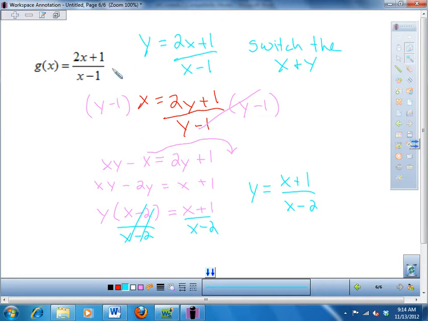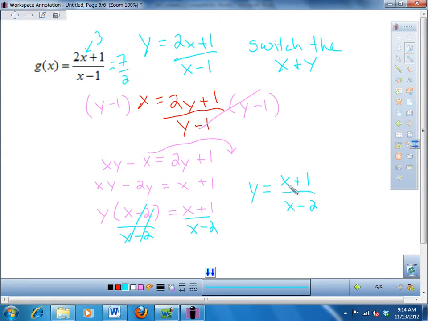Now, just to make sure that that's the inverse, I'm going to try a number and plug it in. Let's pick one that works. Anything works, so let's just try 3, okay? So if I plug in 3 here, I get 6 plus 1, which is 7 over 2, right? Is that what I get? 7 over 2. Okay.